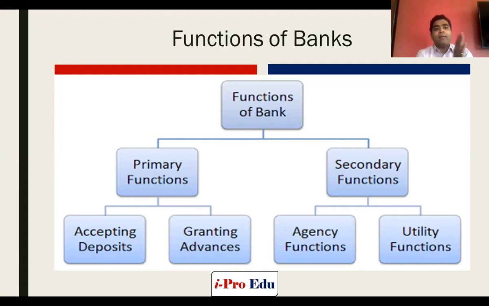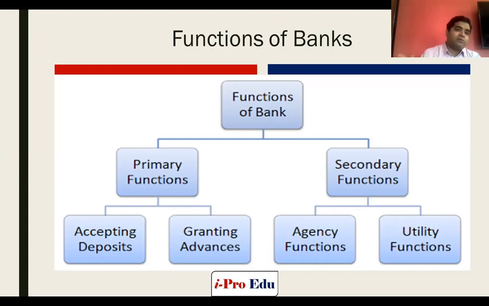So these are the types of deposits: savings account, current account, fixed deposit, and recurring deposit. Now, what does the bank do with the money which it has accepted from the depositors? Of course, it lends it to those who are in need of money.